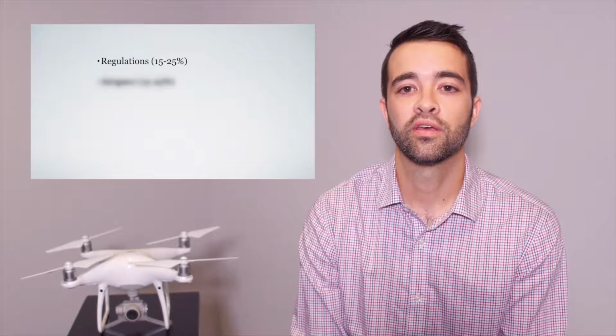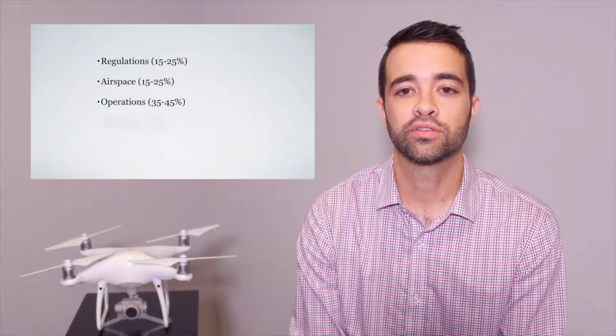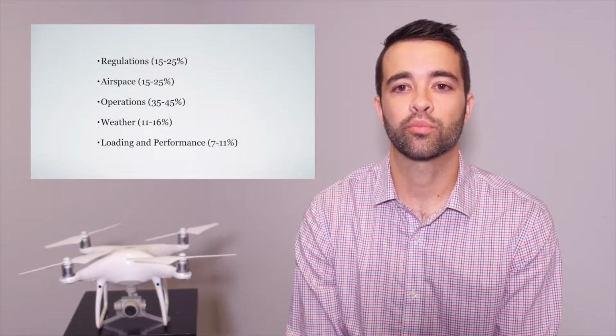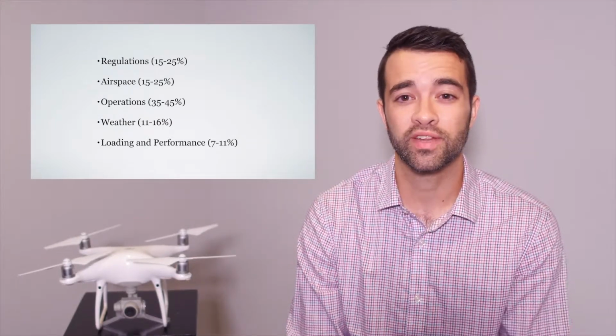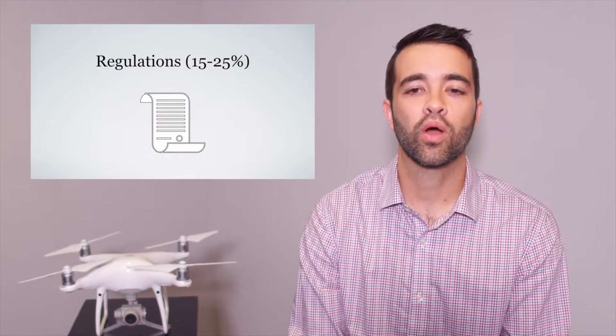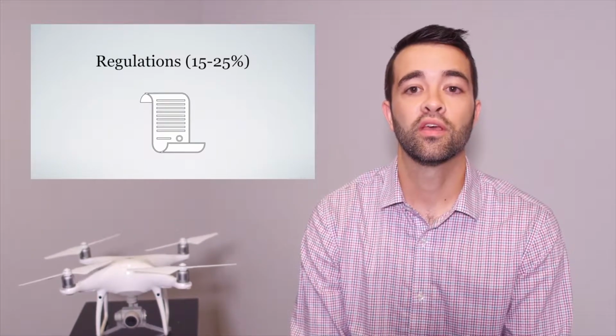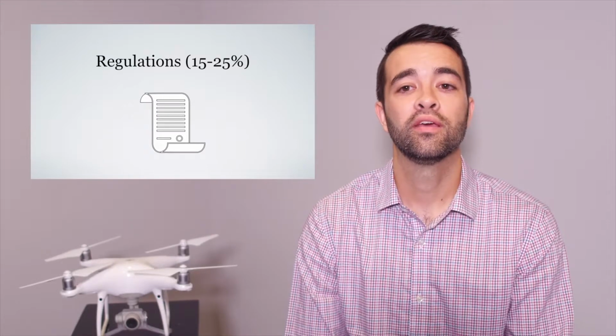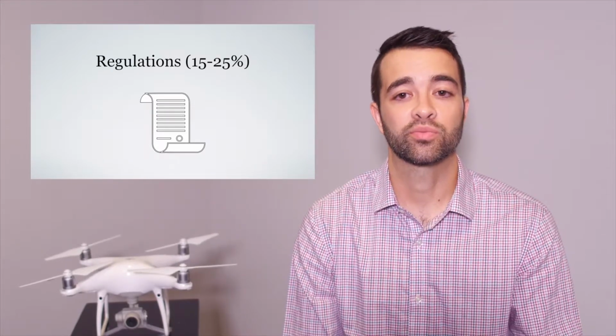So what exactly does this course cover? The FAA has the knowledge test broken down into 5 overarching topics: regulations, airspace, operations, weather, and loading and performance. The percentages listed out from each topic represents roughly the number of test questions that will be pulled from each section. The section on regulations covers Part 107 generally, requirements to get your remote pilot certificate, where you can and can't fly, what you're required to have with you when you are flying, and getting Part 107 waivers and airspace authorizations.